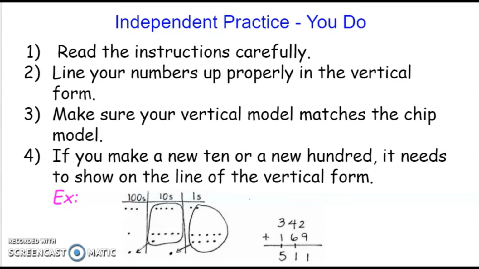Number 4, if you make a new 10 or a new 100, it needs to show on the line of the vertical form. You can go back to my teacher model and look at it, or you can also take a look at the example I have provided here. You'll notice that I have all my baby ones in their correct place values, and that's why it's very important to line up your numbers properly in vertical form. Good luck, my friends. I know you're going to do an amazing job.